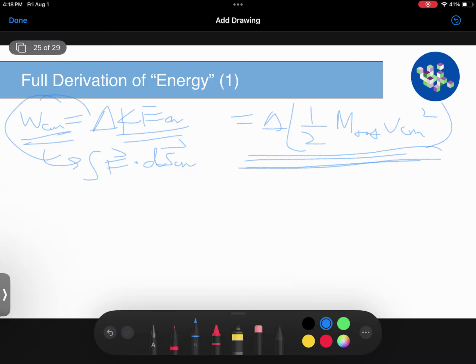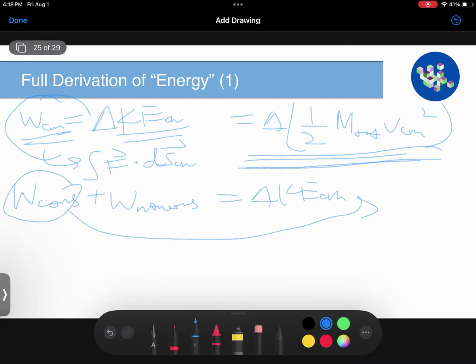Now, we can divide the work on the center of mass into the work done by conservative forces, work conservative, plus work done by non-conservative forces. And then this would equal the change in kinetic energy of the center of mass. Now, if we move this to this side, the work done by non-conservative forces is equal to delta KE center of mass minus work done by conservative forces.